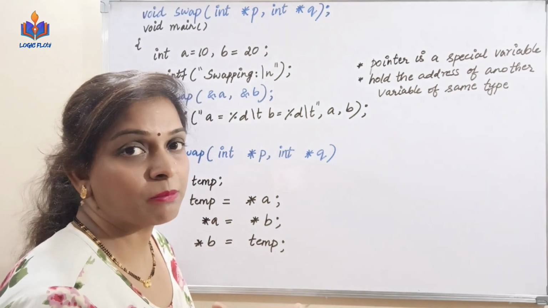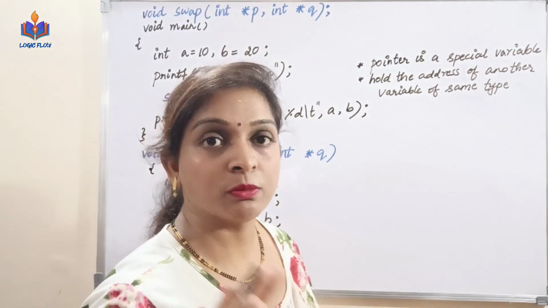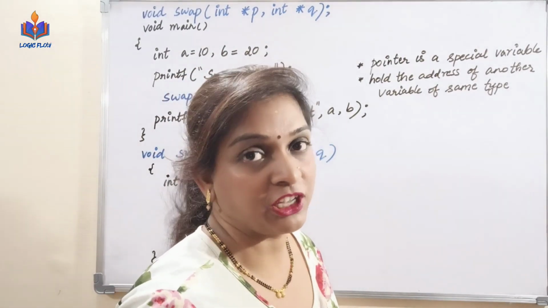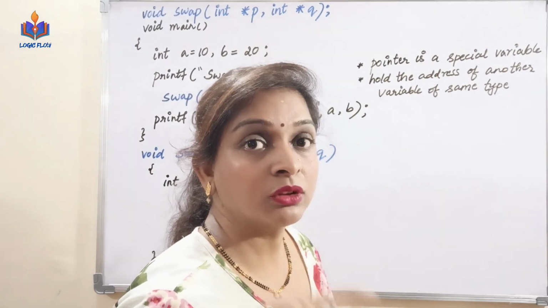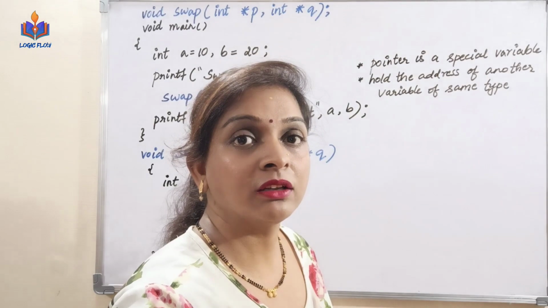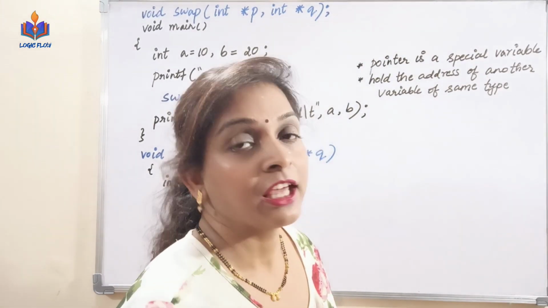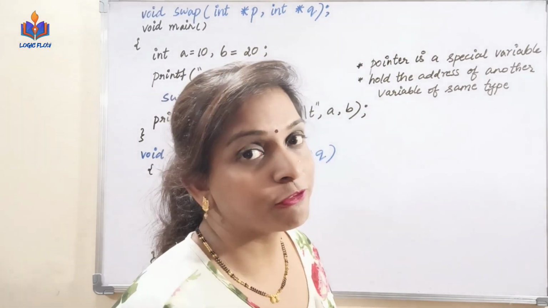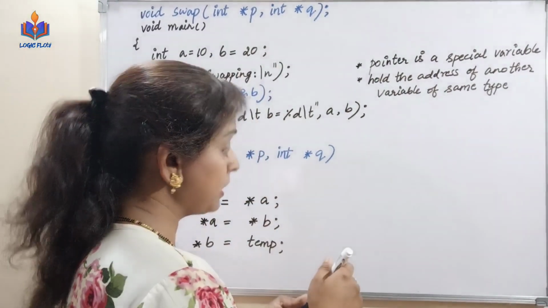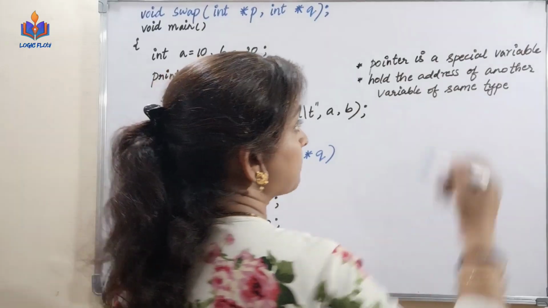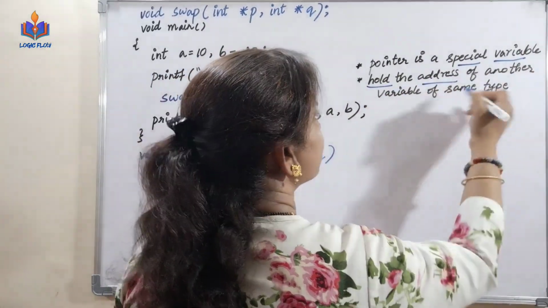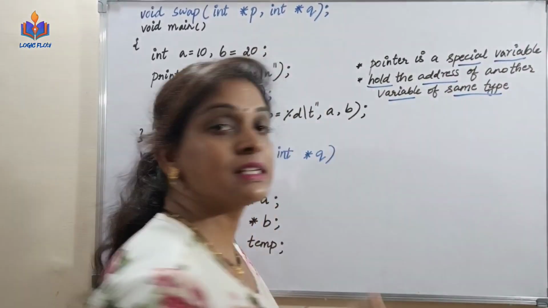Another variable of the same type means, say for example, if I want to point to an integer variable, then the pointer should also be an integer pointer, because it should know how many bytes it has to point to. An integer pointer can point to an integer variable. A float pointer can point to a float variable, like that. That is the meaning. It's a special variable because it can hold the address of another variable of the same type.